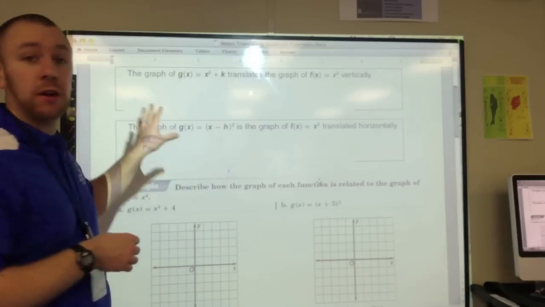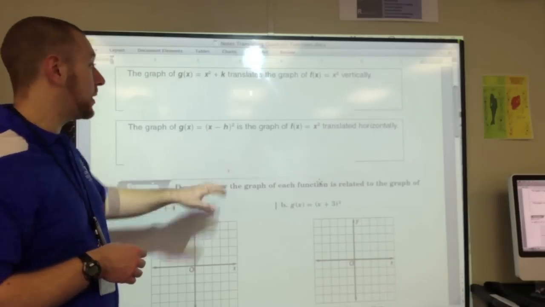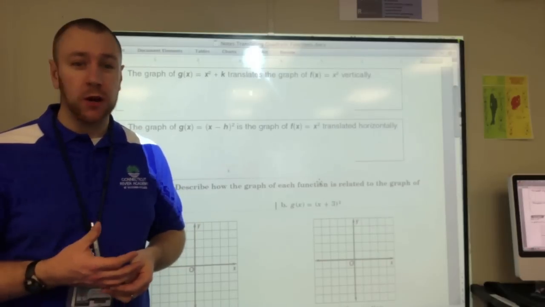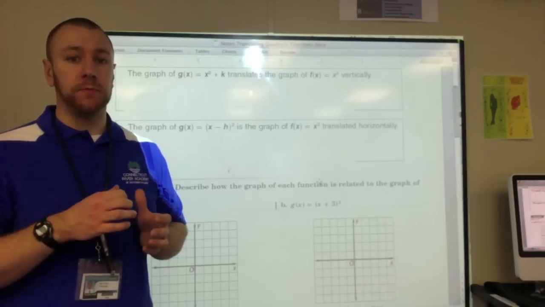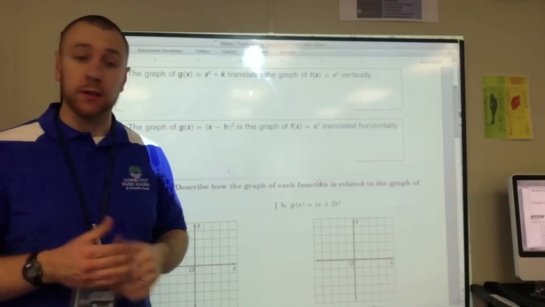But this is our first graphing functions topic, and it's all about translating. We've already done this with parent functions, where we did the plus k and the h. This is a reminder lesson.